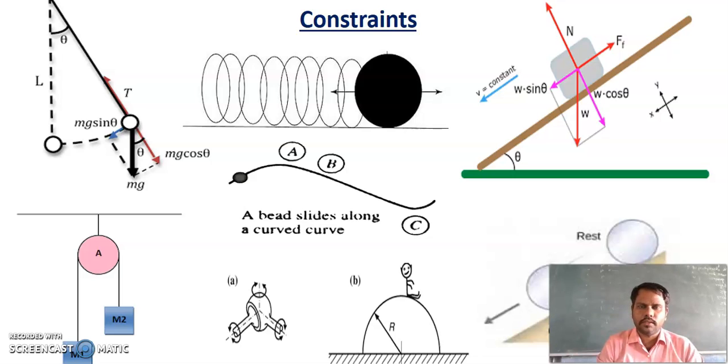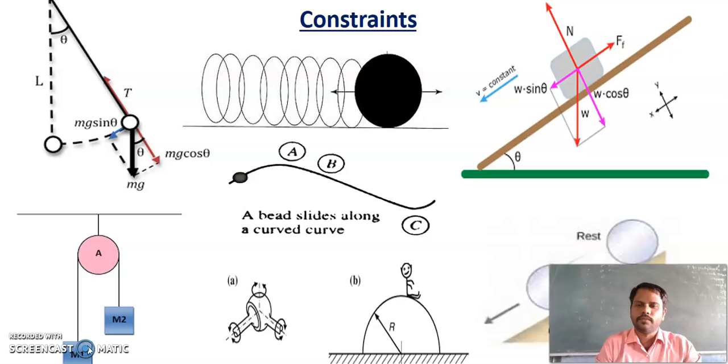Most of the motions are restricted or limited with one or two conditions. For example, motion of a planet around the sun is a restricted motion. A pendulum with a rigid support is restricted to move in a plane. A linear harmonic oscillator is restricted to move only along one direction.